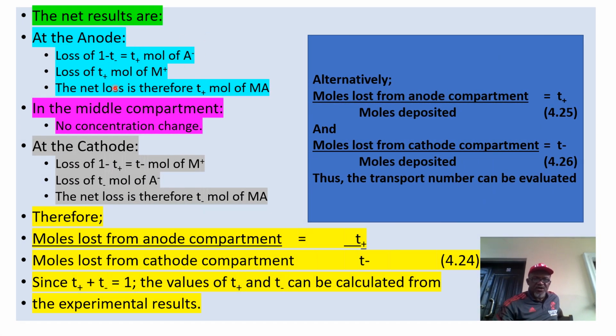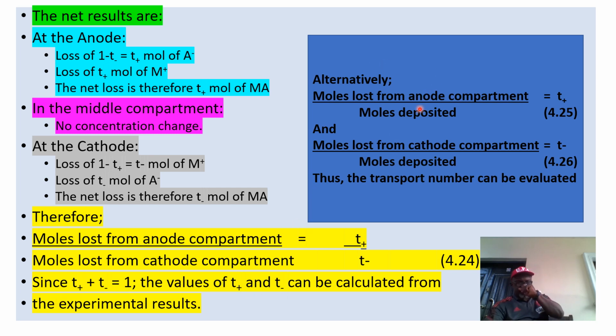Now let's look at the results. At the anode, we have mentioned that. At the cathode, the same thing, loss of 1 minus T plus. Remember that T plus plus T minus was equal to 1. So 1 minus T plus will give us T minus. Therefore, moles lost from anode compartment divided by moles lost from cathode compartment is equal to T plus over T minus. Since T plus plus T minus is 1, then we can get the values of this and calculate.